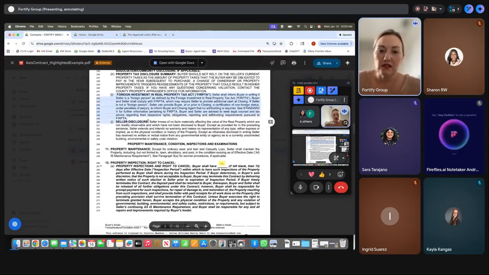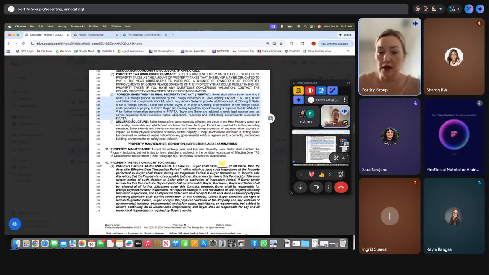This section explains if the seller is foreign, there's additional paperwork that has to be signed, because it discusses how their taxes are going to be saved to protect the IRS, to make sure they get their money.